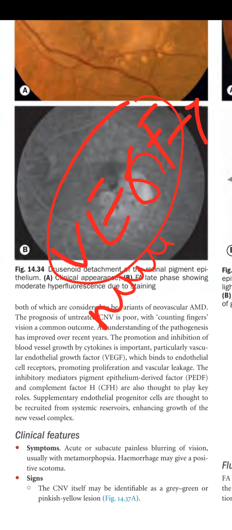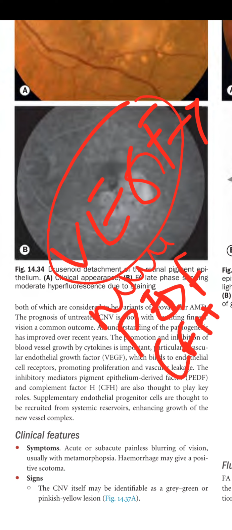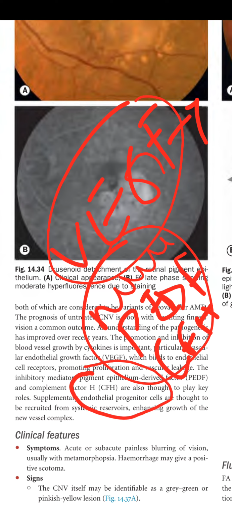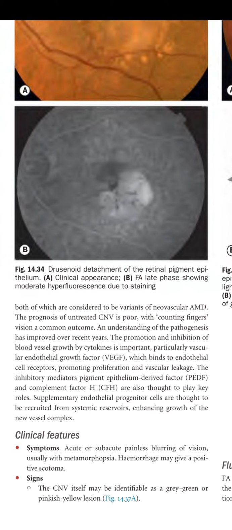The inhibitory mediators, pigment epithelium-derived factor PEDF and complement factor H, are also thought to play a key role. Additionally, endothelial progenitor cells are thought to be recruited from the systemic reservoir, enhancing growth of the new vessel complex. So there are inhibitory mediators, which are PEDF, that are also implicated in CNV, and also endothelial progenitor cells that enhance the growth of the new vessel complex.